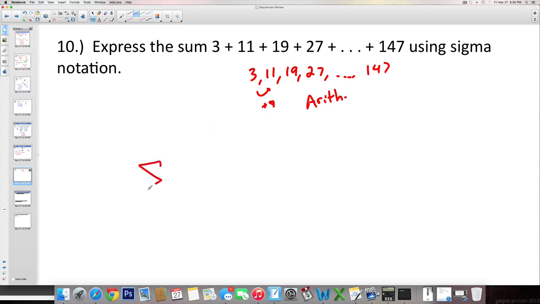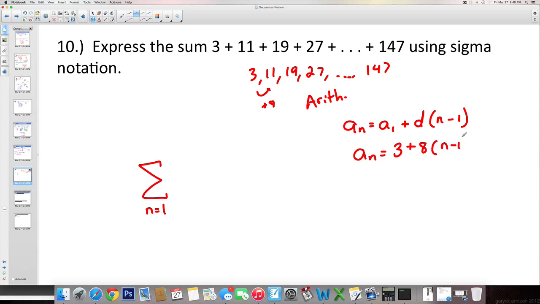When we're writing our sigma notation, for all purposes, start at 1, which is the easiest value to start at. We need to figure out what our rule is, and we need to figure out what our ending number is. Okay. So let's figure out our rule first. Since this is an arithmetic sequence, let's figure out just the general explicit rule to find the nth term. So a sub n equals first term plus common difference times n minus 1. So our first term is 3, our common difference is 8, and times n minus 1.